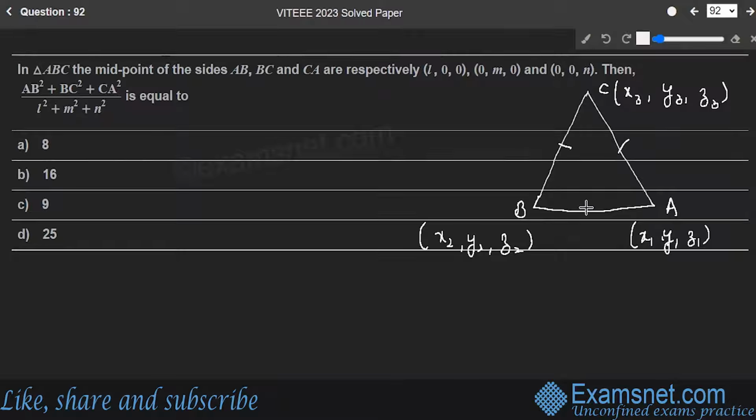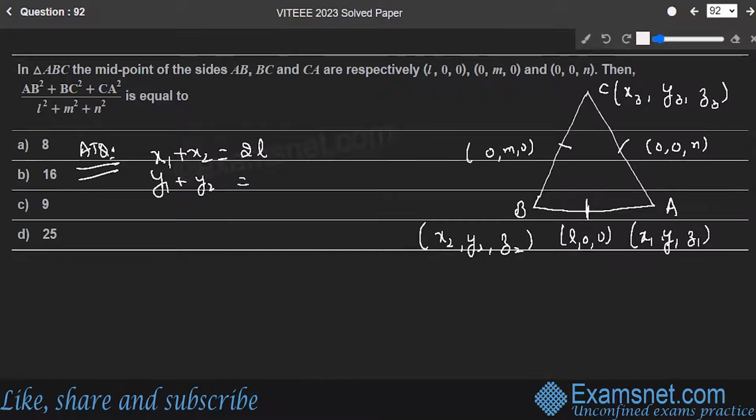So these are the three midpoints, and they are given as (L, 0, 0), (0, M, 0), and (0, 0, N). Now, if they are the midpoints, according to the question we have so many equations. Let's try the first one. If I'm talking about this midpoint, then x1 plus x2 is equal to 2L. Similarly, y1 plus y2 is equal to 0, z1 plus z2 is equal to 0.